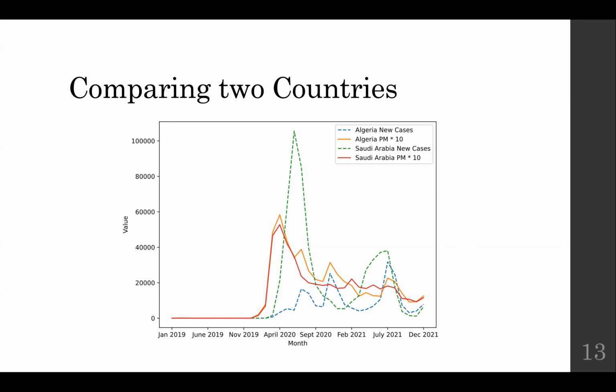In this graph, the dotted lines represent new cases, and the solid lines represent the number of mentions of COVID-19. You can see here the peak for PM values around April 2020. For Saudi Arabia, the peak of COVID-19 was in mid-2020, but for Algeria it was in mid-2021. You can see that the solid lines almost perfectly correlate, while the dotted lines correlate, but not as much as the solid lines, which are the mentions of COVID-related terms.